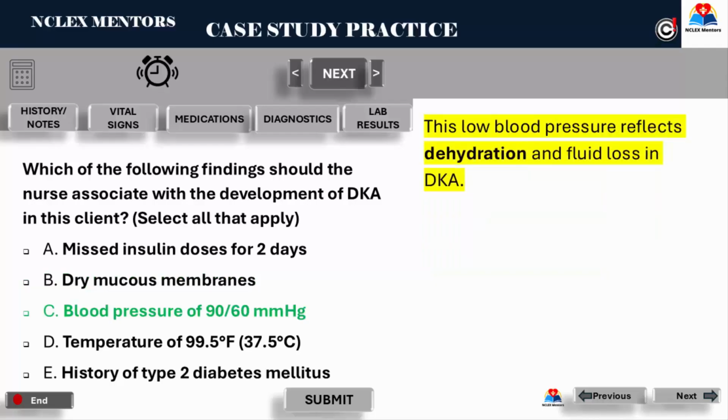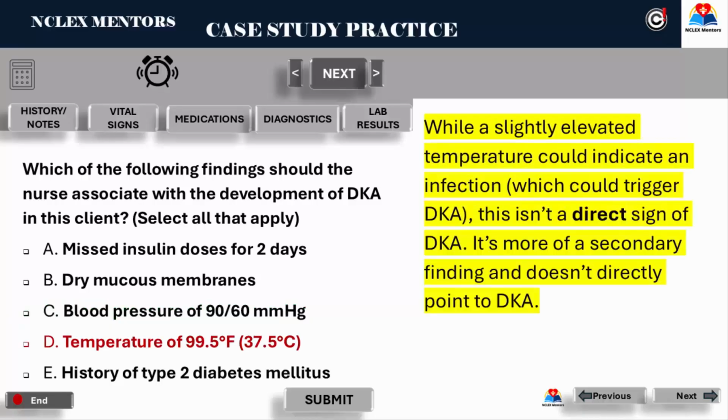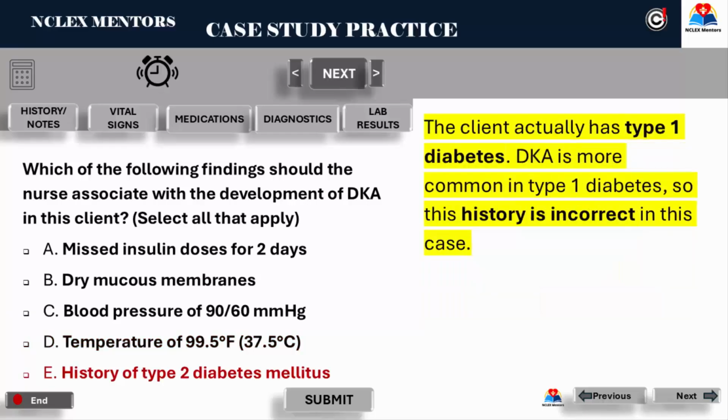C. Blood pressure of 90/60 mmHg. This low blood pressure reflects dehydration and fluid loss in DKA. So yes, this is a clear finding associated with DKA. D. Temperature of 99.5 degrees, 37.5. While a slightly elevated temperature could indicate an infection, which could trigger DKA, this isn't a direct sign of DKA. It's more of a secondary finding and doesn't directly point to DKA. E. History of type 2 diabetes mellitus. The client actually has type 1 diabetes. DKA is more common in type 1 diabetes, so this history is incorrect in this case.